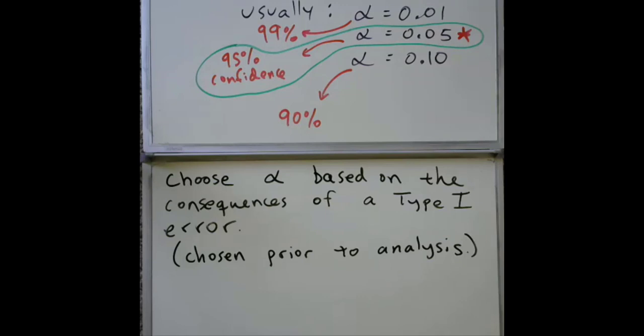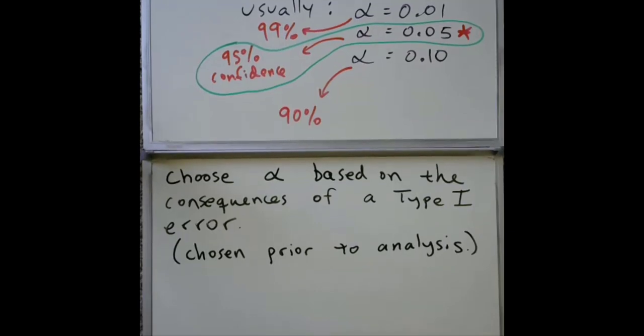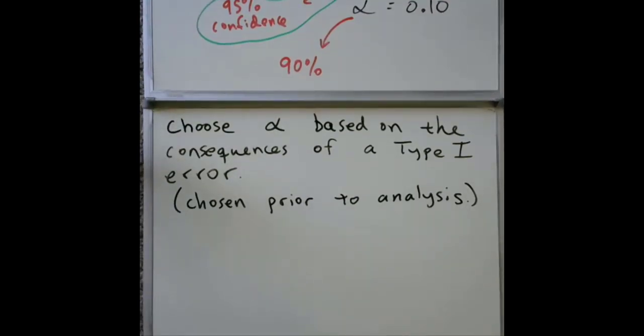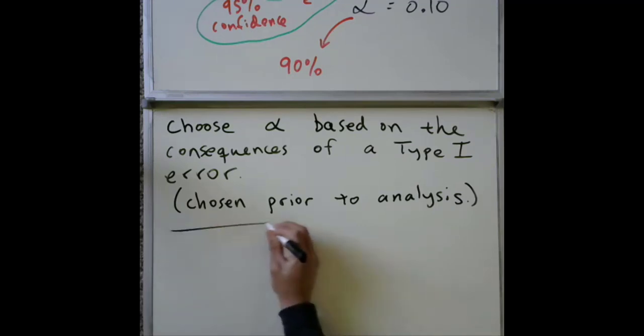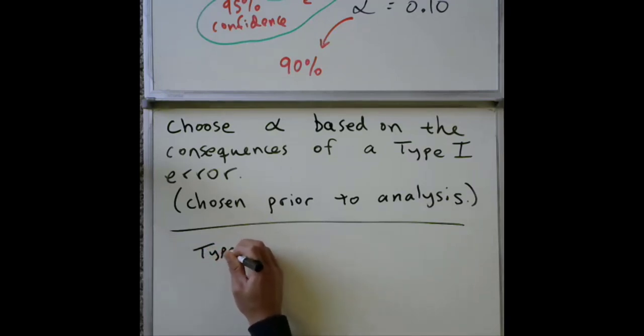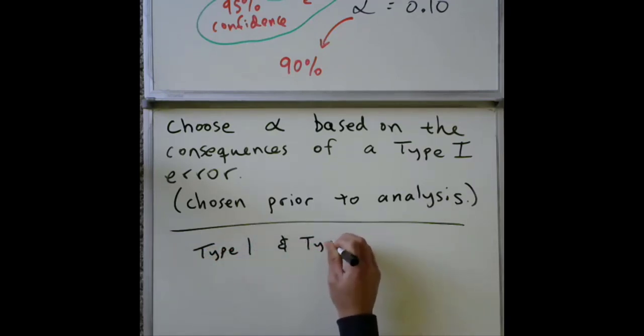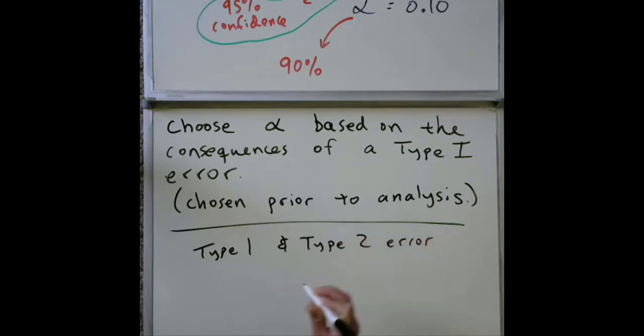One last thing before we go into an example is that we have the ability to choose alpha, which corresponds to the type 1 error probability. But a type 2 error is a bit more difficult to calculate. It depends on a lot of factors. So what I'm just going to say is that type 1 and type 2 errors are inversely related. I like to draw a little picture here.